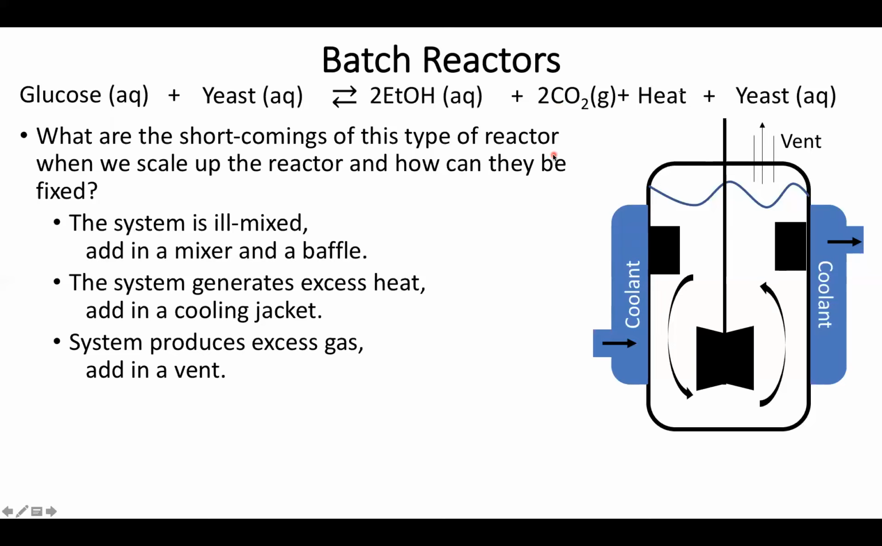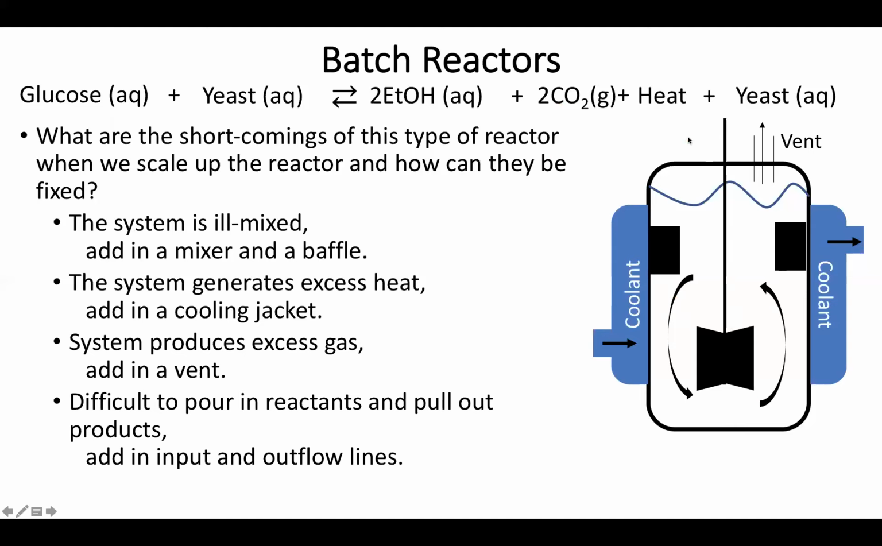Now, one of the other difficult problems we have is that I'm going to want an easier way to add in my reactants and to pull out my products. So the typical easiest way to do this is we add in an input at the top and an outflow at the bottom, especially when you're dealing with liquids. This tends to be the easiest way to encourage smooth flow.